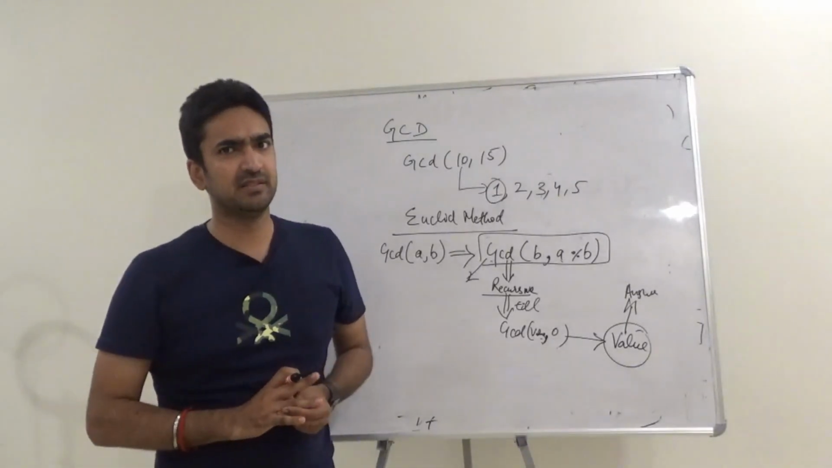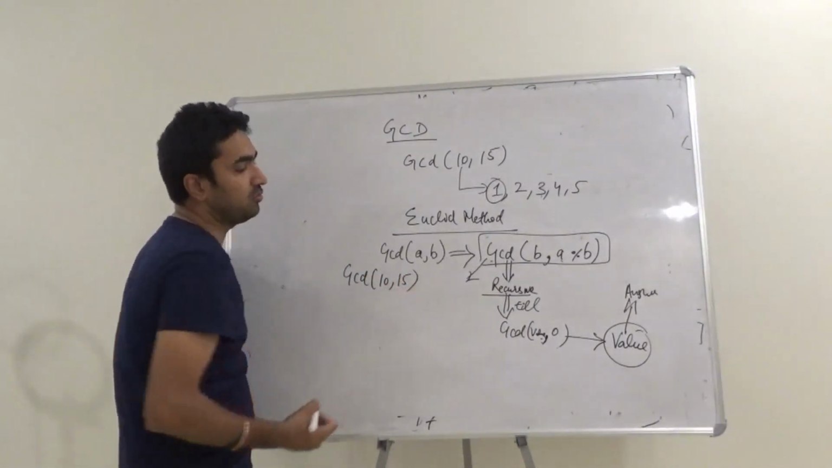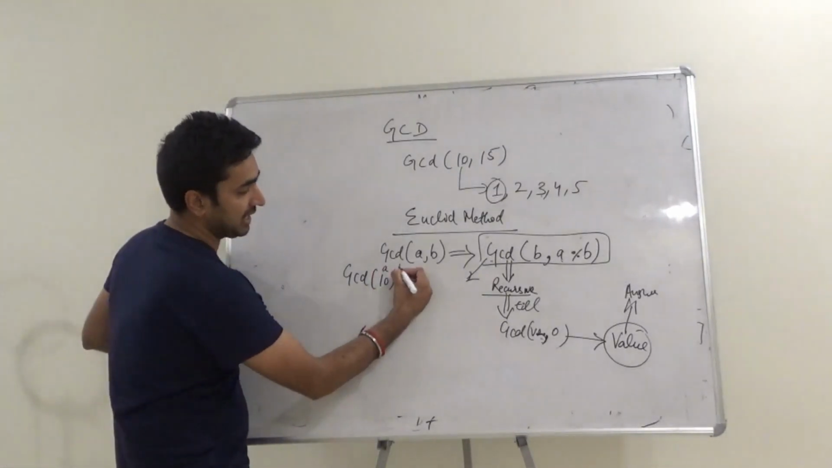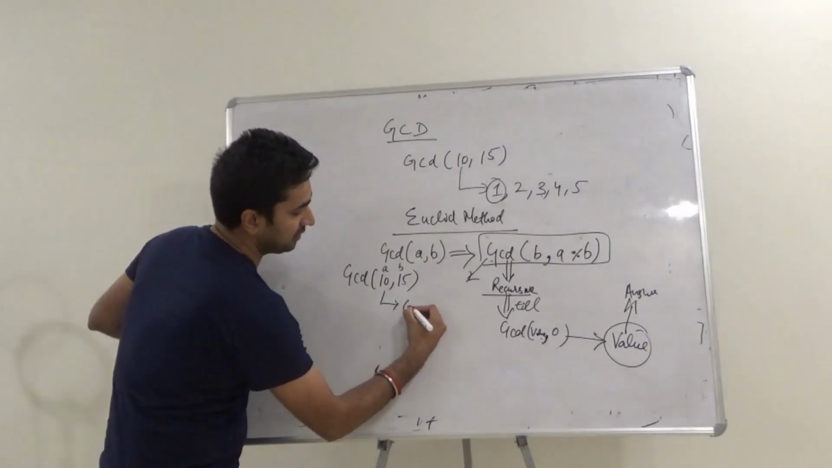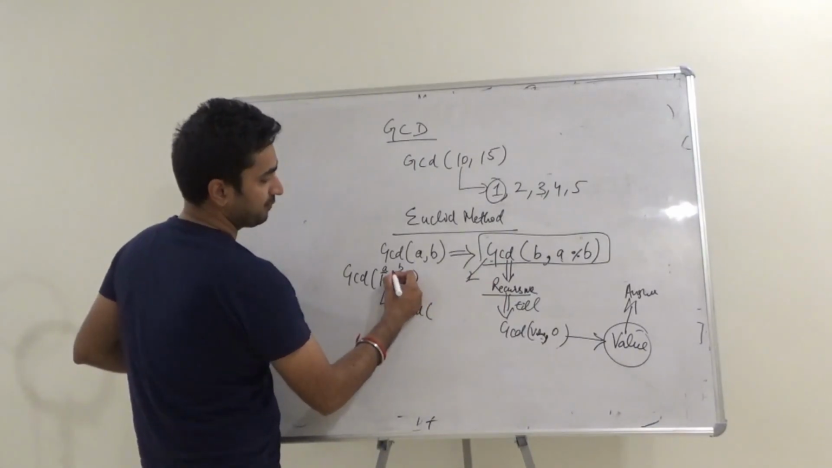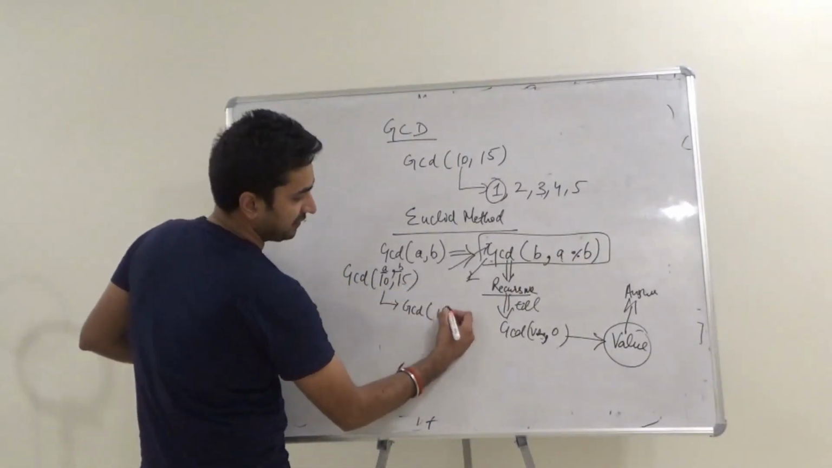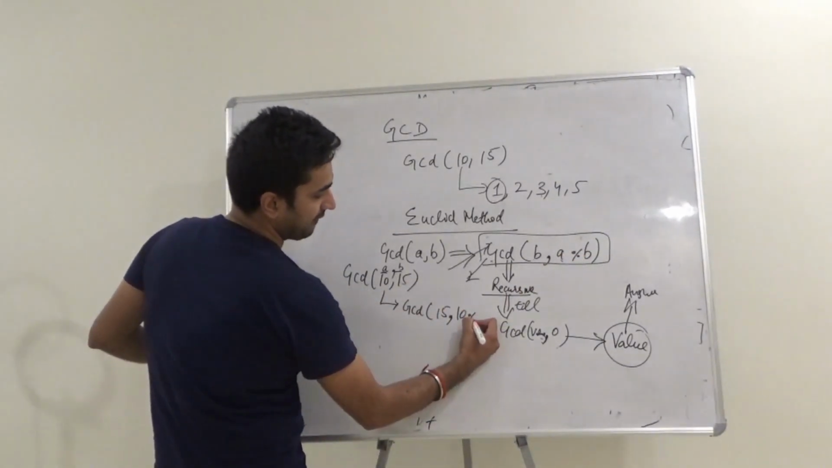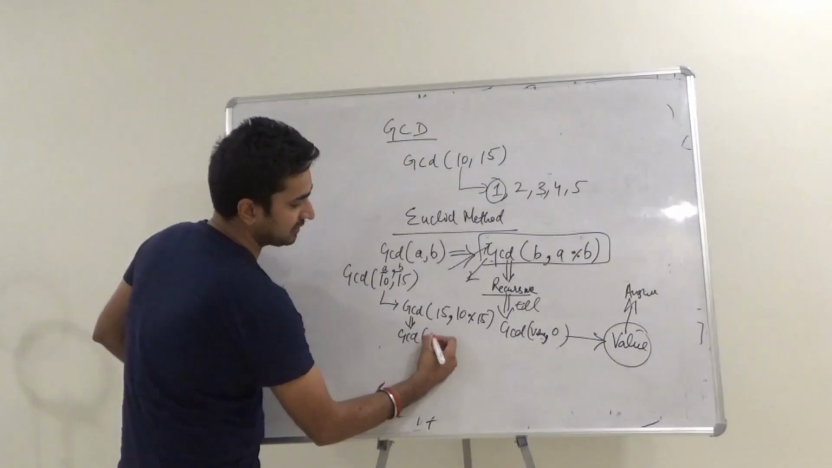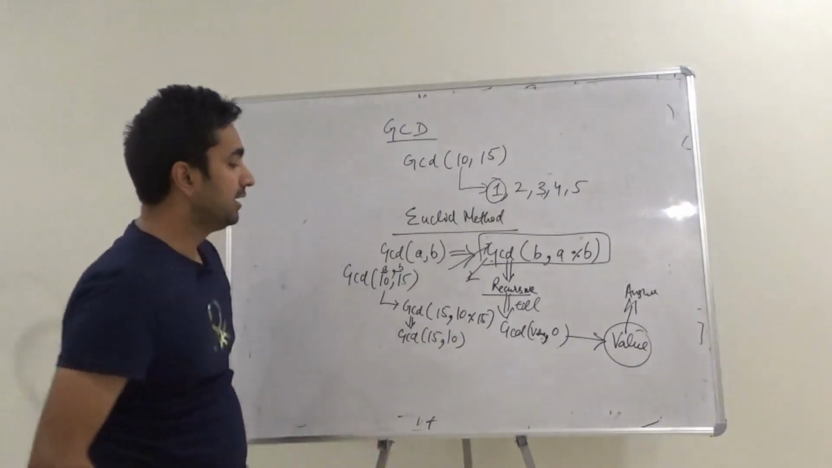We can take a very simple example: GCD of 10 comma 15. We all know the answer is 5, but how can it be calculated? I take this as a and this as b. Now I call the function as GCD of b comma a modulus b. So b is 15, and 10 modulus 15 is 10. So the answer is GCD of 15 comma 10.